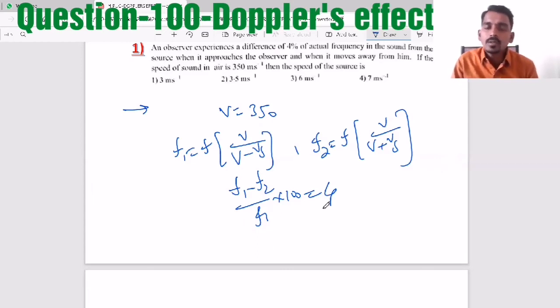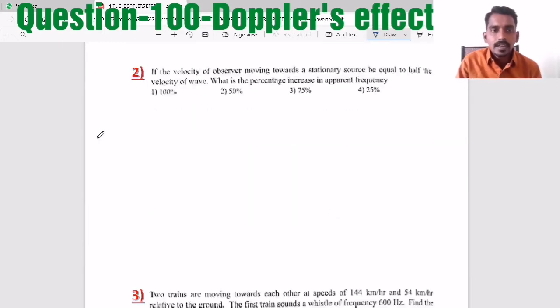So that is how you need to understand and make the equation. Every question depends on those situations we have taken. Next, if the velocity of an observer moving towards a stationary source is equal to half the velocity of the wave, what is the percentage increase in apparent frequency?